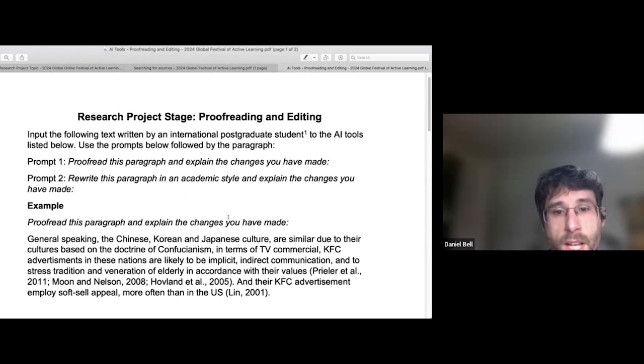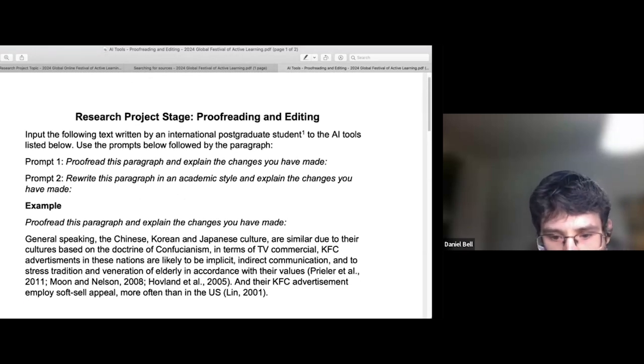Because we've asked it to explain the changes it's made. Okay, so I'm going to stick that in the chat. There's a link there, a Padlet link. So I believe Flo's going to divide everyone into 3 groups. According to the group you're in: group 1, choosing a topic; group 2, searching for sources; group 3, proofreading. Open the appropriate worksheet, have a try, and we'll come back in 8 minutes.